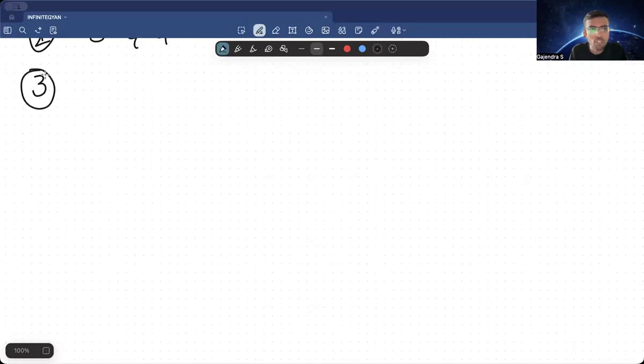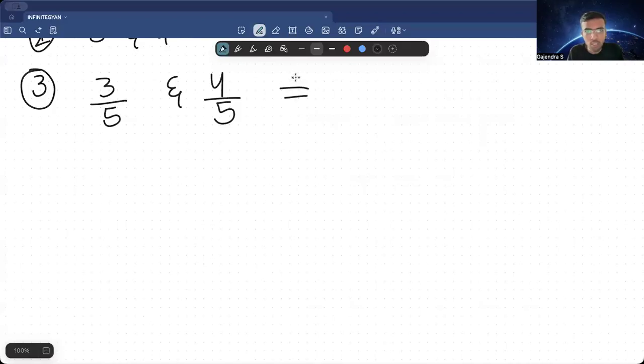What if the question was not in the form of integers? Then how would you find such rational numbers, right? Let us take another example: between 3 by 5 and 4 by 5, you have to find five rational numbers. So let us solve it.